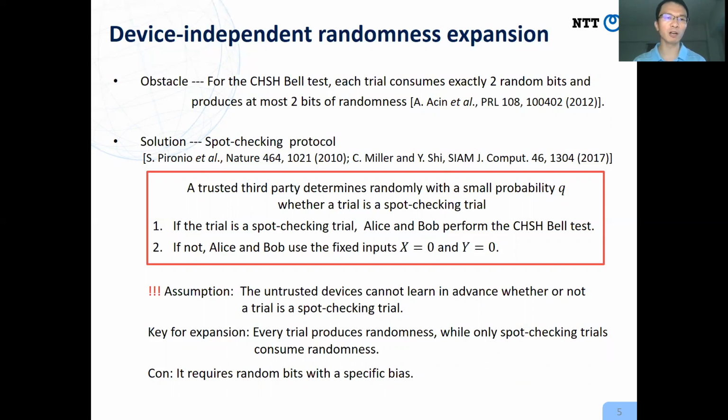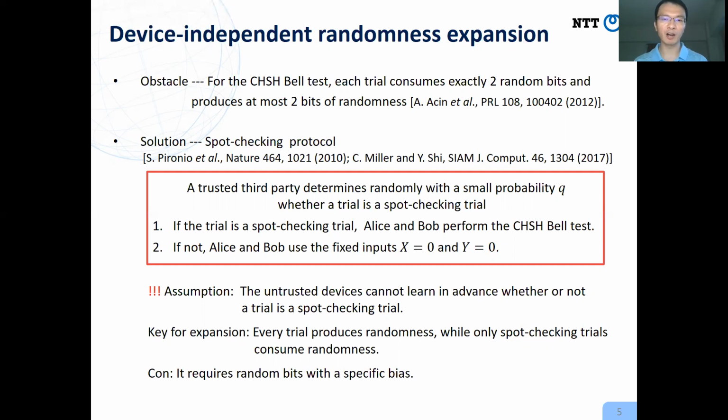To overcome this obstacle, people have studied the spot-checking protocol. According to this protocol, there is a trusted third party which coordinates Alice and Bob to choose when a trial is a spot-checking trial. If a trial is a spot-checking trial, Alice and Bob perform the standard Bell test. If not, Alice and Bob just use fixed inputs.